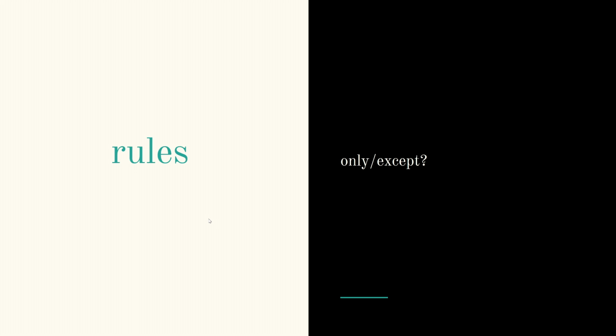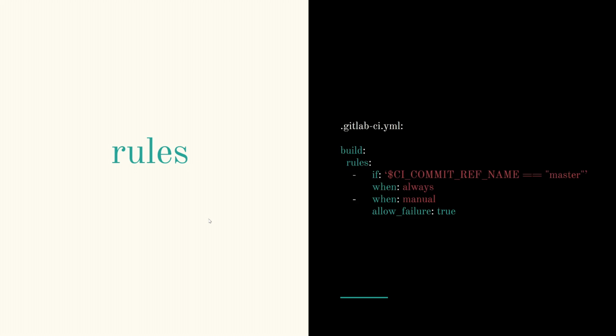With this, you can include or exclude jobs in pipelines. This keyword replaces only except keywords. You can't use both rules and only except keywords in the same job. And using rules, you can provide 2 attributes: when and allow failure. Rules are evaluated in order until the first match. When matched, the job is either included or excluded from the pipeline.